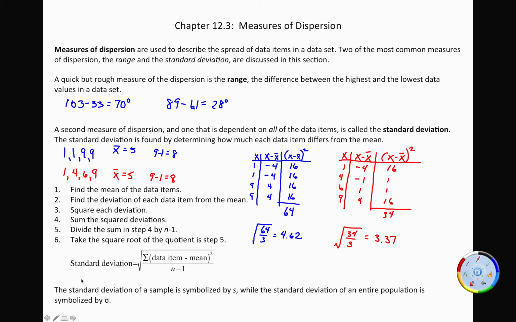Okay, the standard deviation of a sample is symbolized by S, while the standard deviation of an entire population is symbolized by this symbol, which is the Greek letter sigma. And in this chapter, our data will represent samples, so we'll always use S for the standard deviation.